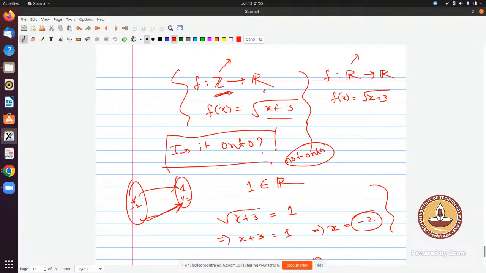Okay? Because onto definition means what? Onto definition means every element of the codomain must have a pre-image. So we have to start from an element of the codomain, and we have to find whether that element has a pre-image or not. Okay? That is what we are doing. Understood. So this is not onto. Is it clear? Right, sir. This is not onto.